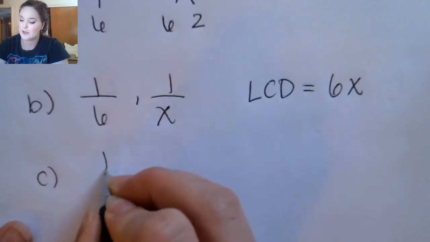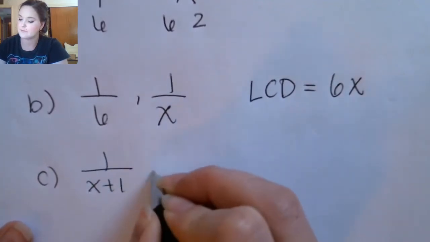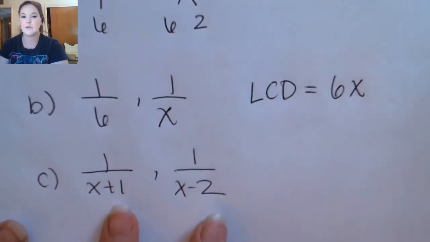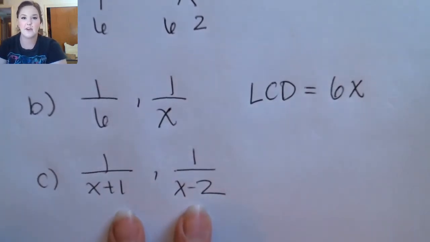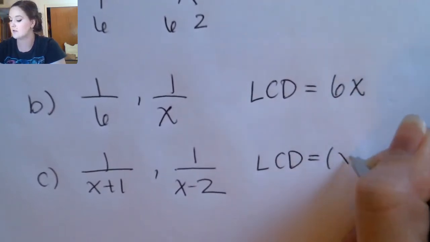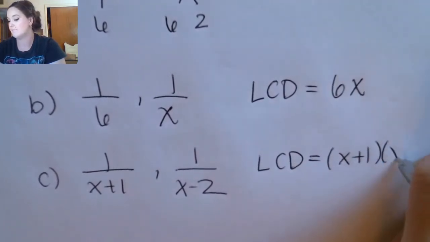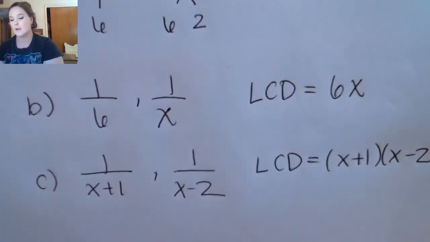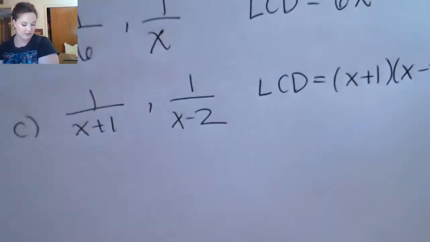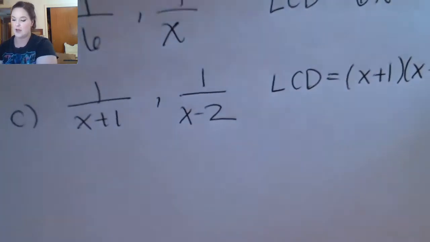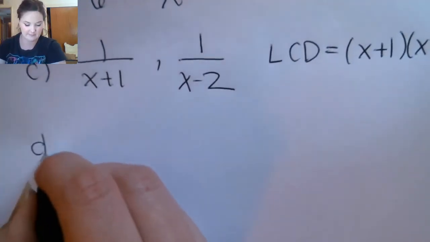Another example like that, if you have these two things, these have no common factors, so to find the LCD, you just multiply them together, like that. All right, so let's do some ones where we actually have to do some factoring.